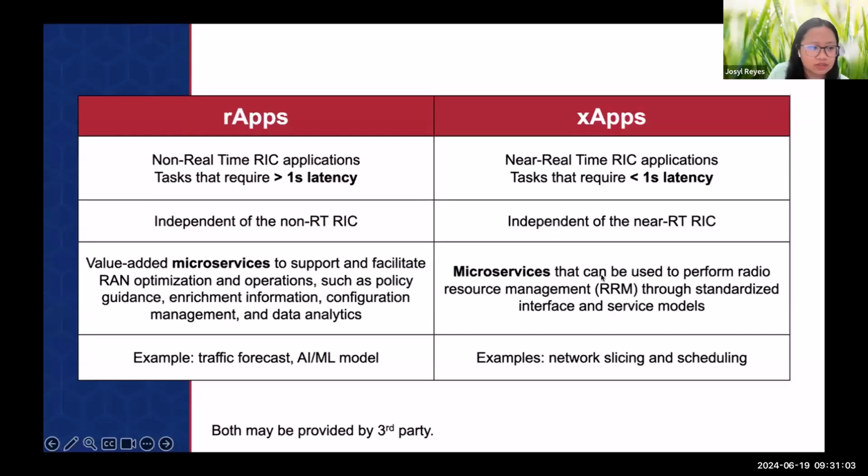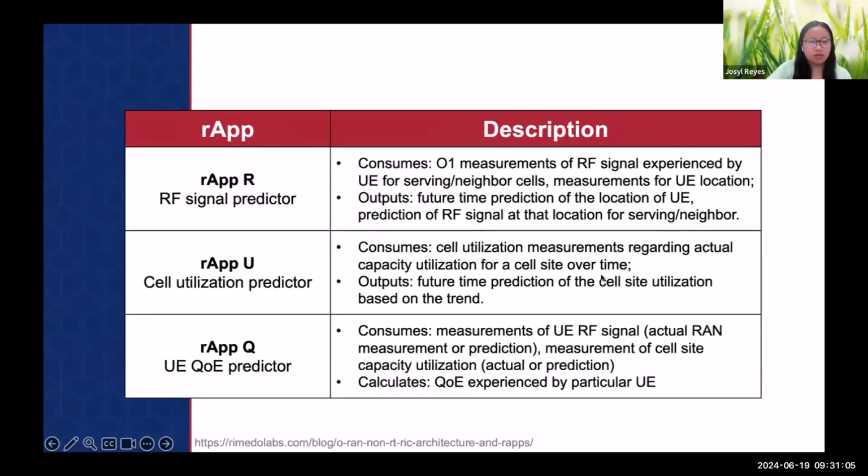Let's look at the rApps. These are some examples. There are many different rApps being shared, but some of them are proprietary. So these are just the ones commonly available right now. An example of an rApp is this one, the RF signal predictor. It gets the measurements from O1, so the measurements of RF signal experienced by the UE, or measurement of UE location.